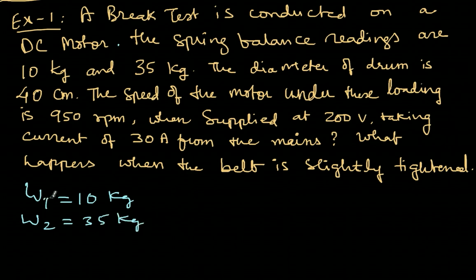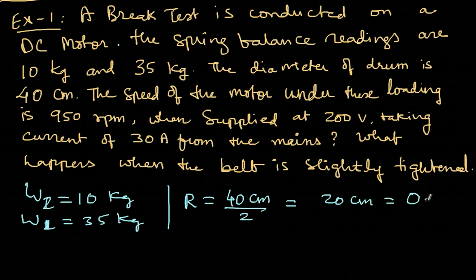Actually, this should be W2 and this should be W1, because the one which is higher we consider, just to be consistent with the formula. It doesn't matter. What we are interested in is the difference between the weights. And the diameter of the drum is 40 centimeters. Therefore, radius will be 40 centimeters divided by 2, and if I convert to meters, it will be 20 centimeters, or 0.2 meters.